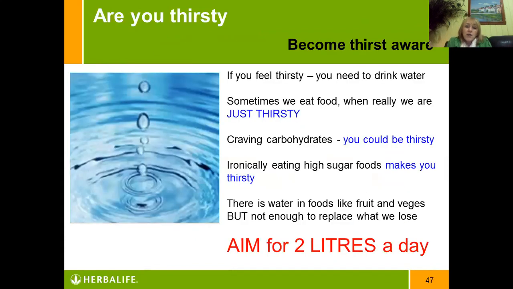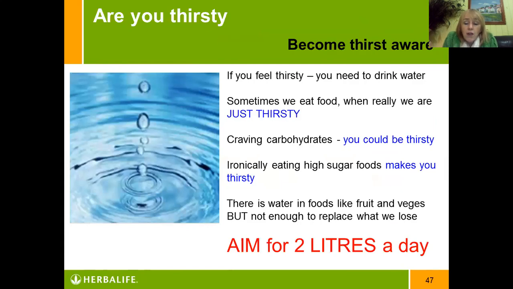But are you thirsty? Can you become thirst aware? If you feel thirsty, you need to drink water. Sometimes we eat food and really we're just thirsty. So if you're thinking, I might be feeling a bit peckish, I feel like something to eat, try and have a glass of water instead. It might be just that you actually need to drink water.